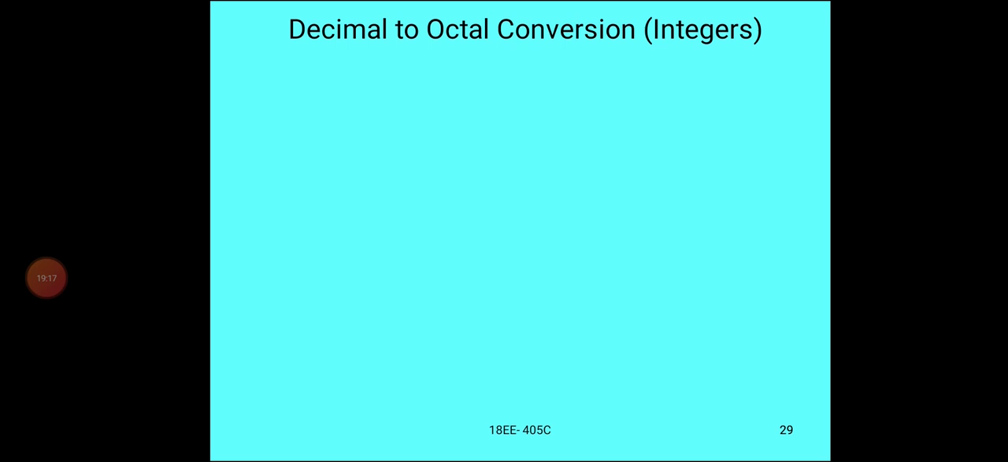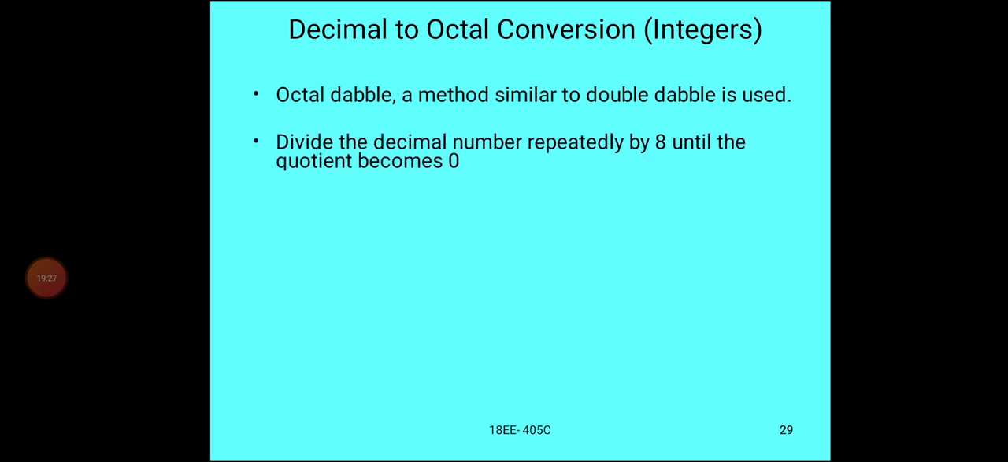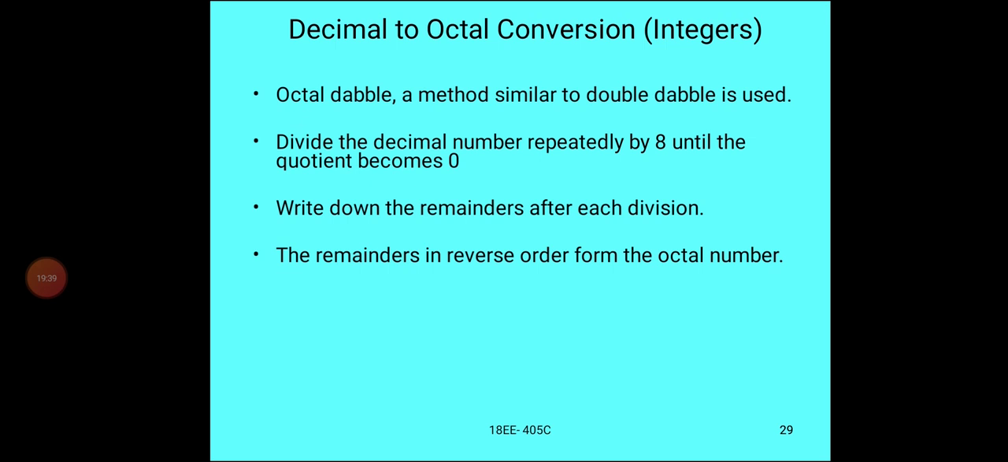Decimal to octal conversion, integers. A method similar to double dabble is used. Divide the decimal number repeatedly by 8 until the quotient becomes 0. Write down the remainders after each division. The remainders in reverse order form the octal number.